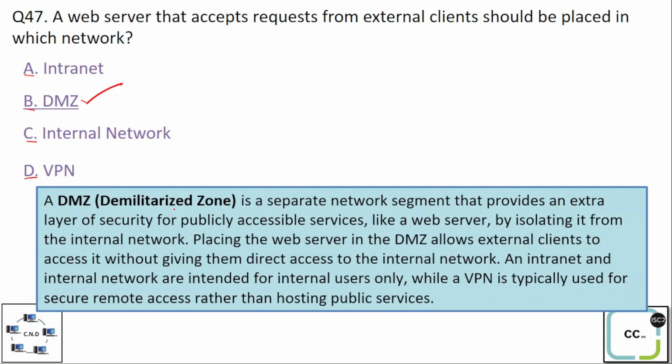So a DMZ or demilitarized zone is a separate network segment that provides an extra layer of security for publicly accessible services like a web server, by isolating it from the internal network. Placing the web server in DMZ allows external clients to access it without giving them direct access to the internal network. An intranet and internal network are intended for internal users only, while a VPN is typically used for secure remote access rather than hosting public services.